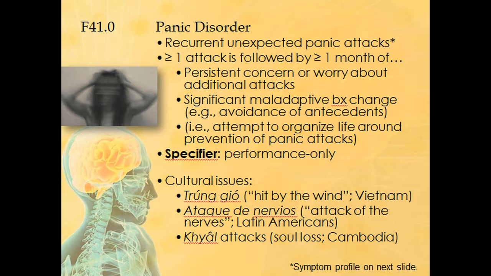They think, I must do something to avoid them, therefore I will start to develop this cognitive set that these set of events in my life cause these panic attacks, and if I can avoid those, I'll avoid the panic attacks. So that's when you start to see the significant maladaptive behavior changes. It's in many ways an adaptive response. A person is trying to not have panic attacks. They're trying to organize their life around prevention of them.